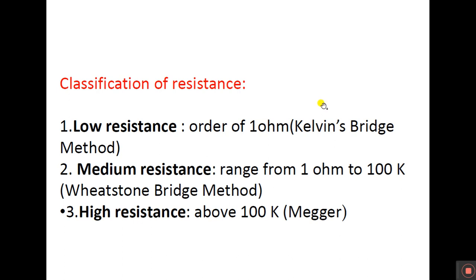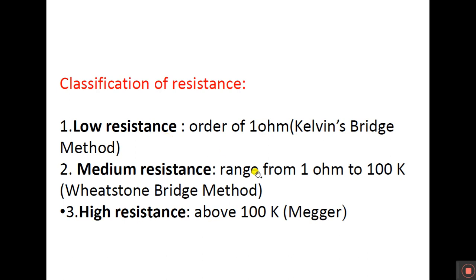So first we are going to discuss DC bridges. On the DC bridges, we are going to measure the resistance. The resistance classifications are low resistance, medium resistance, high resistance, based on the range of their resistance values. For example, low resistance means the order of 1 ohm. To measure this low resistance, we can use Kelvin's bridge method.